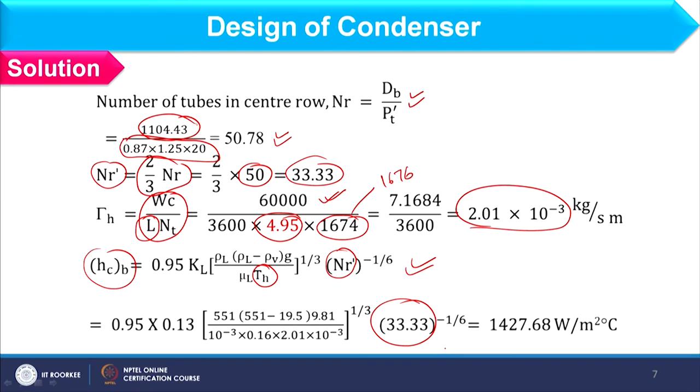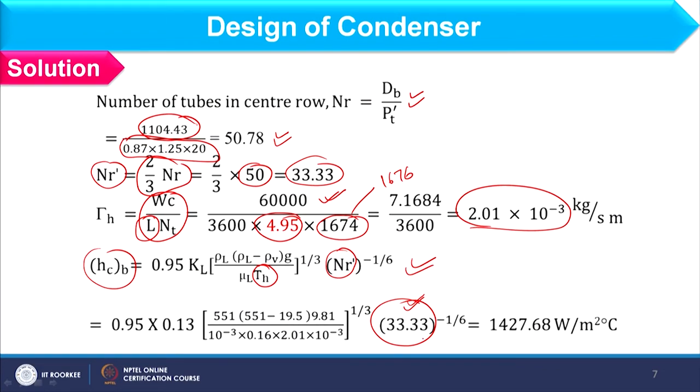The reason behind this is that Nr' is not a physical quantity which exists in the bundle. This is only to find out the averaging of the bundle, right. So, Nr will exist because that is the number of tube rows, so we made it a complete number. However, whatever Nr' is obtained, the same value you can consider to find out the heat transfer coefficient. So, here I have 33.33, and considering all these values in the Nusselt equation, you can find out the heat transfer coefficient as 1427.68 watt per meter square degree Celsius, right.